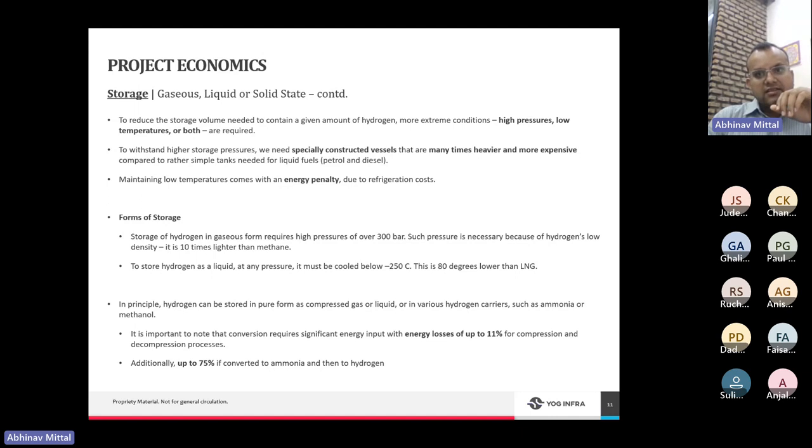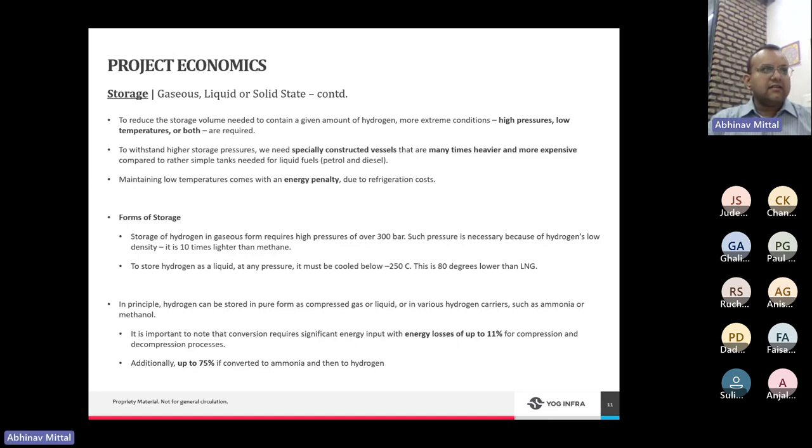Okay, so that's about the production. Now, the second part is around storage. Once the hydrogen is produced, it's very important to understand how it is stored and how it is transported. So that's the second part of the value chain that you need to take care of. Hydrogen is very different from other gases that you would have encountered in the past because you need high pressure, low temperature, or both to do this.